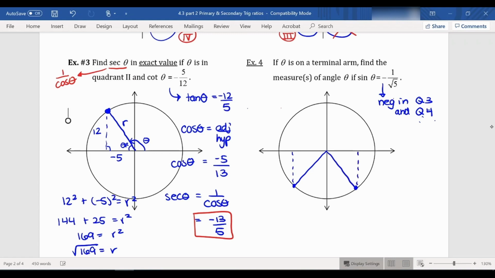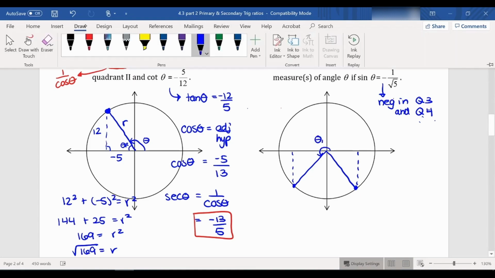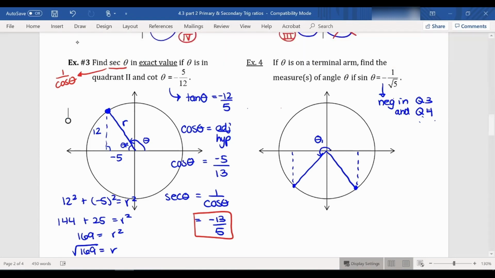It does not matter where exactly in those quadrants you draw them, but they need to be in quadrant 3 and 4. Now, we know that one of our thetas would measure here, and the other theta would measure all the way around here. So we have two possible angles as our answer. One that would land in quadrant 3, one that would land in quadrant 4.